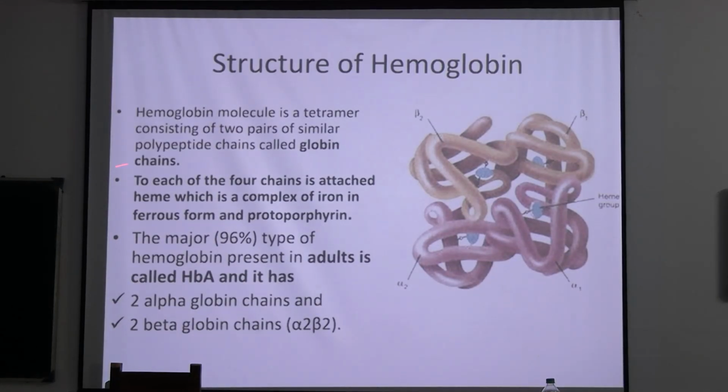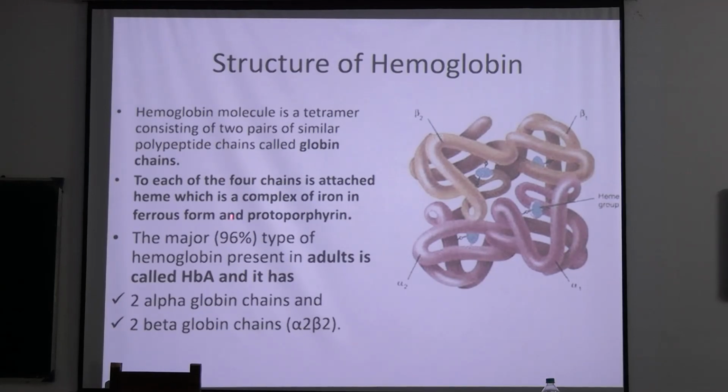So, there are four chains and in which the heme iron is attached in the form of ferrous form. Iron is present in the ferrous form, not in the ferric form. Ferrous form and protoporphyrin. So, these are the iron that is attached to the globin chains. So, there are four sites and all these are ferrous iron 1, 2, 3, 4. These 4 heme groups are attached and there is the attachment of the iron.